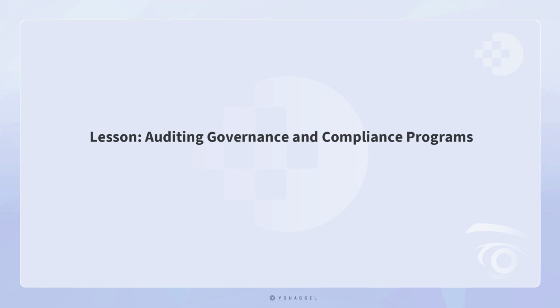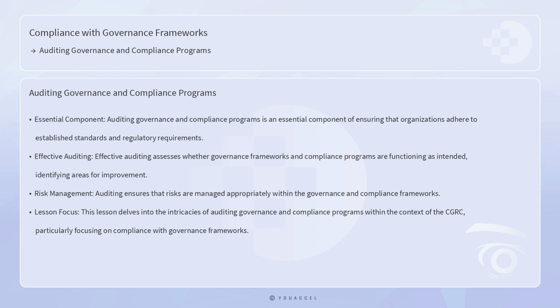Lesson: Auditing Governance and Compliance Programs. Auditing governance and compliance programs is an essential component of ensuring that organizations adhere to established standards and regulatory requirements. Effective auditing assesses whether governance frameworks and compliance programs are functioning as intended, identifying areas for improvement, and ensuring that risks are managed appropriately. This lesson delves into the intricacies of auditing governance and compliance programs within the context of the CGRC, particularly focusing on compliance with governance frameworks.